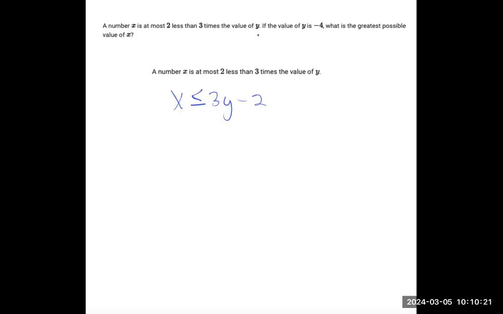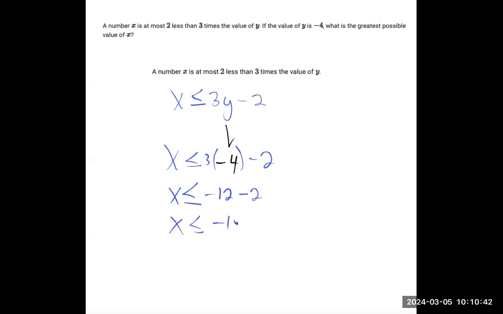Next, we're seeing that the value of y is -4. So we'll put -4 right there. x is less than or equal to 3 times -4 minus 2. So we substituted in the number they gave us. Now we'll just start calculating. 3 times -4 is -12, minus 2 gives us -14, and x is less than or equal to -14.